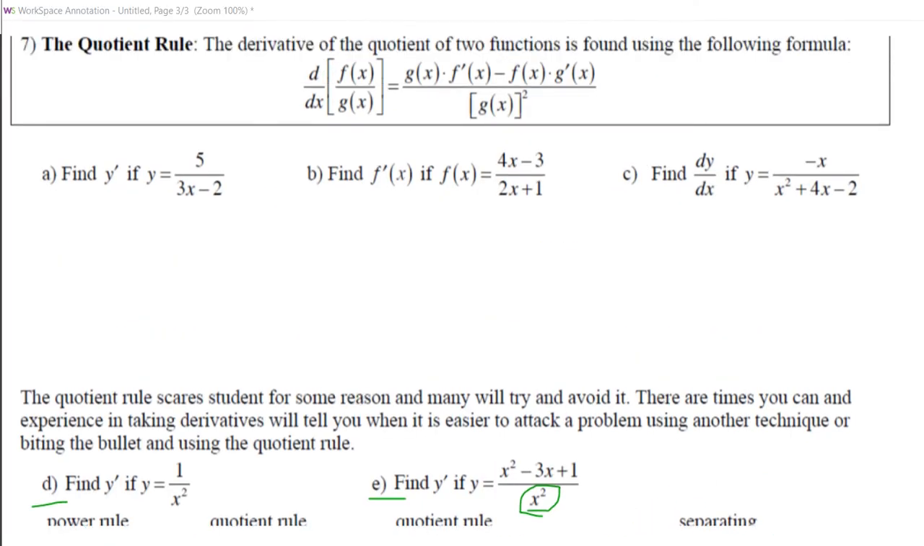So take a look at parts A, B, and C. On those, you can notice that on my denominator, I have two terms, so I cannot split these up. And I cannot make this pretty by factoring or anything like that. So we're kind of stuck with these. When you are stuck with these, that's when you use the quotient rule.